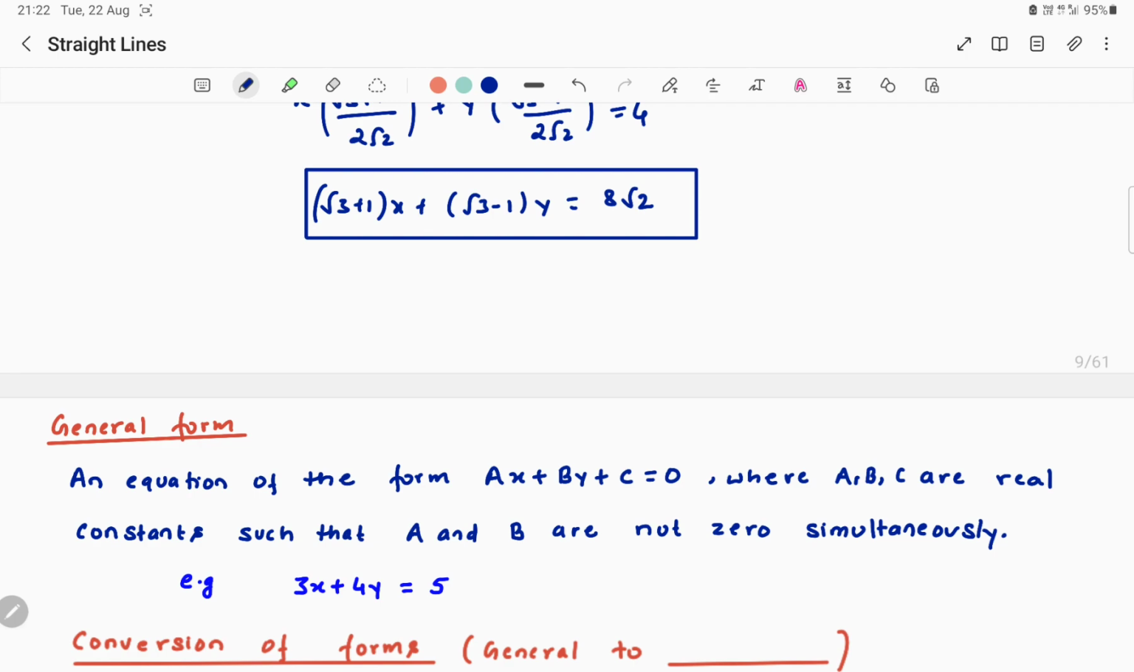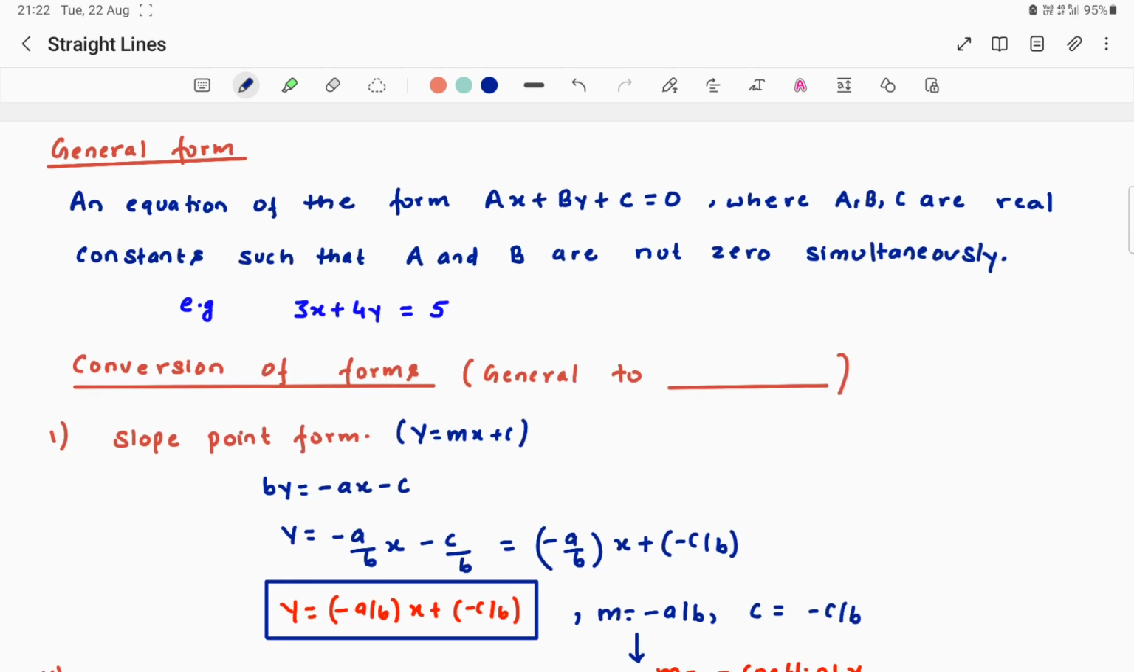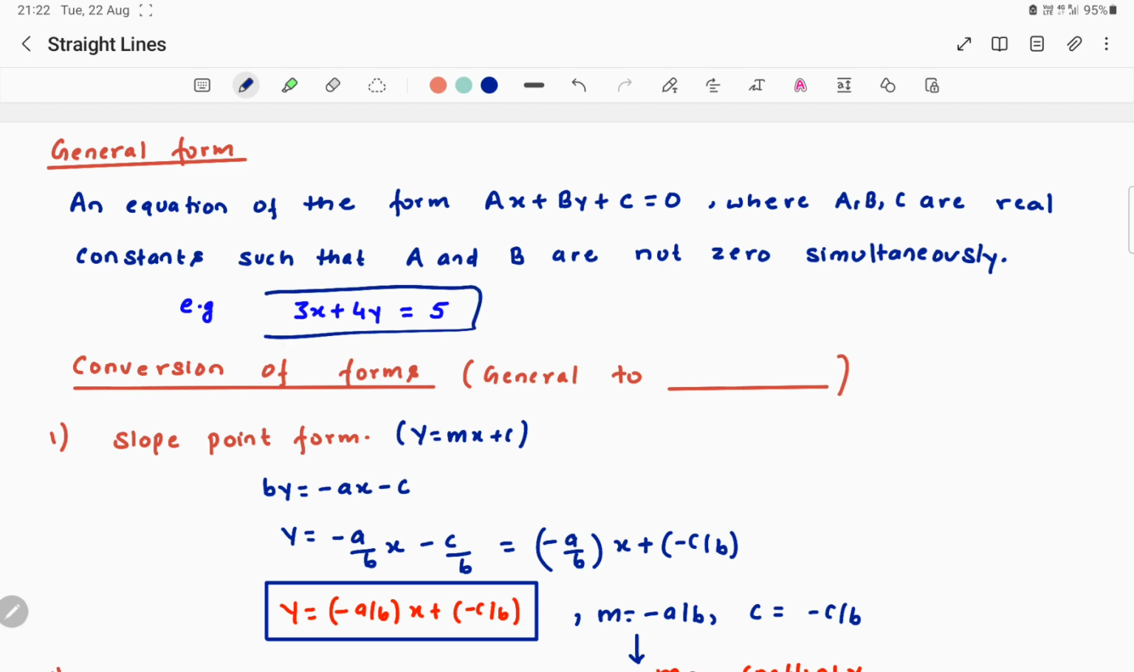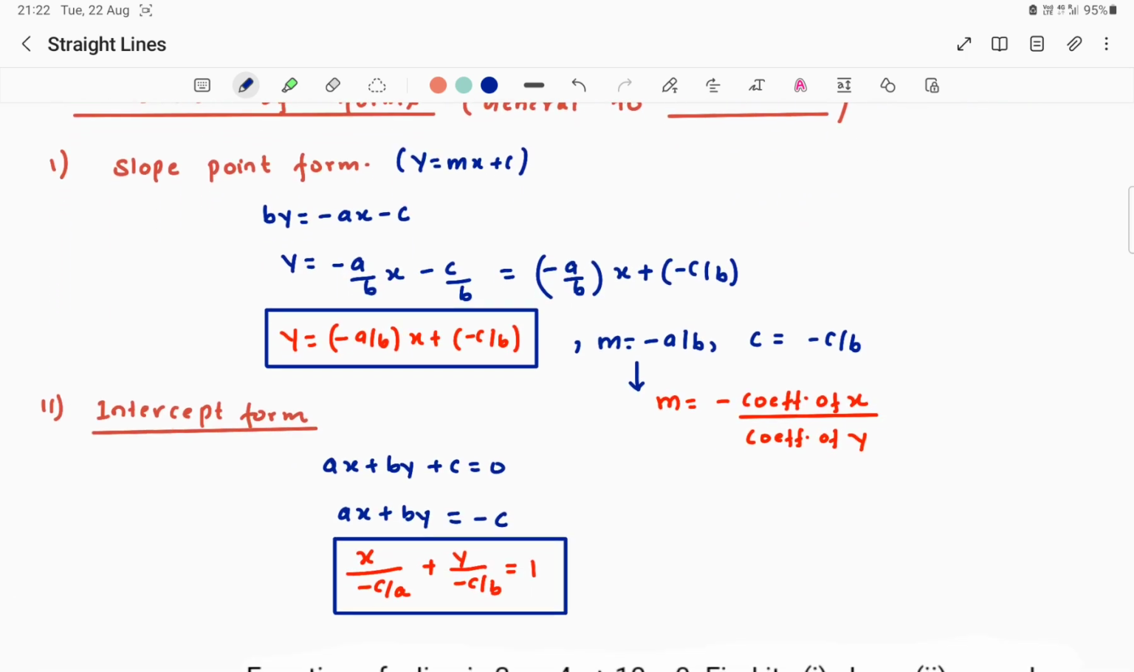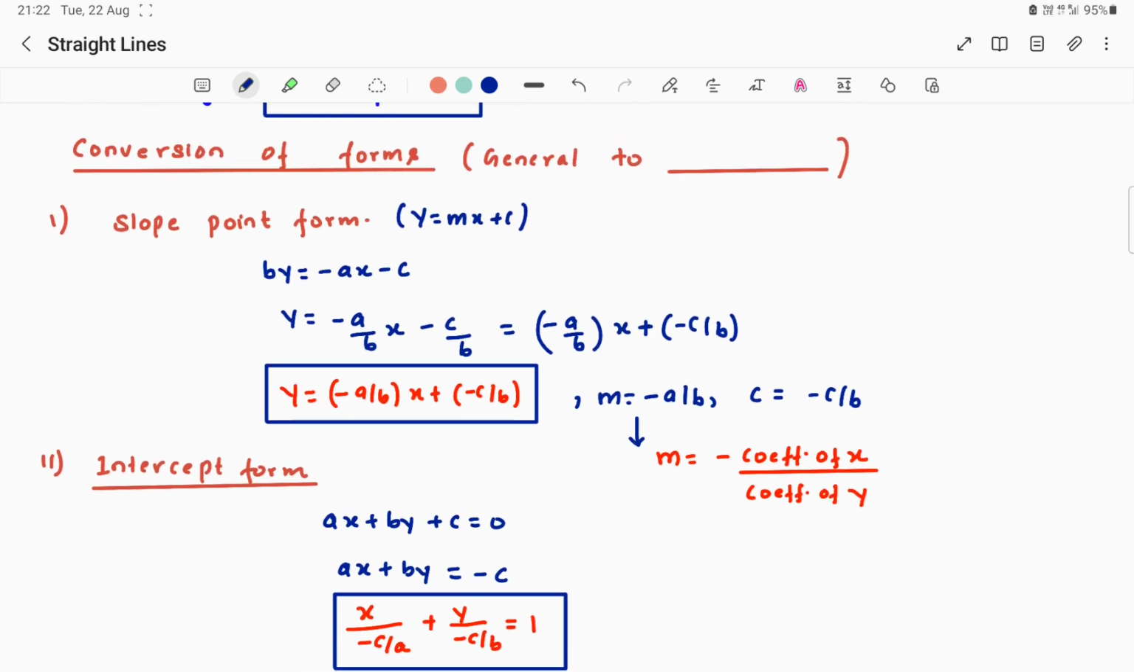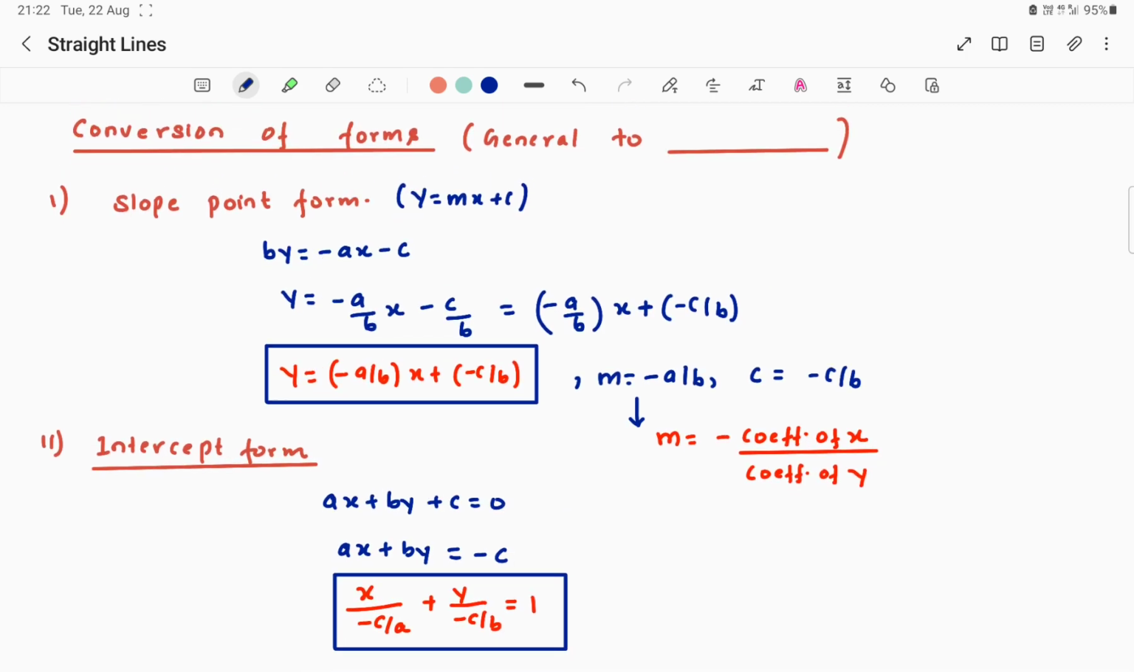Okay. The next we have is the general form. An equation of the form ax plus by plus c equal to 0, where a, b, c are real constants such that a and b are not simultaneously 0, represents a straight line. So again, a nostalgic feeling of 9th and 10th standard. If an equation is written in linear form like 3x plus 4y equal to 5, it is going to represent a straight line.